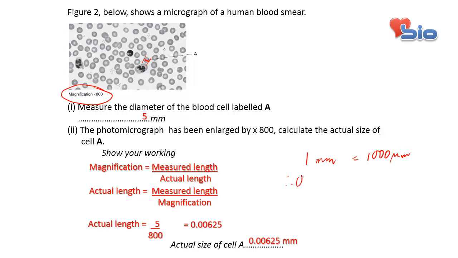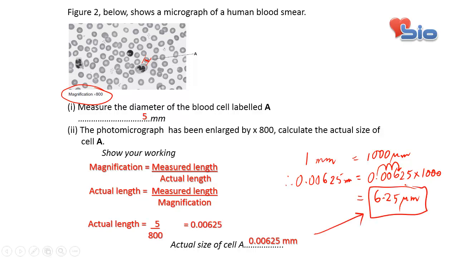Therefore, obviously, 0.00625 mm will be equal to 0.00625 into 1,000, which will give us, if your math teachers taught you the shortcut, the 3 zeros, 1, 2, 3, which means I get 6.25 micrometers. The same answer as mine, I hope you got that. Yep, let's move on to the last question.